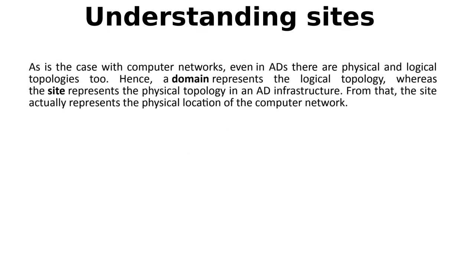Now, what is a site? Let's say we have a bank. The bank has a branch. In the branch, they will have an email server, a file server, a domain controller. They need a fast connection between them. We call this a site. So a site represents the physical topology in Active Directory. It is a physical location.